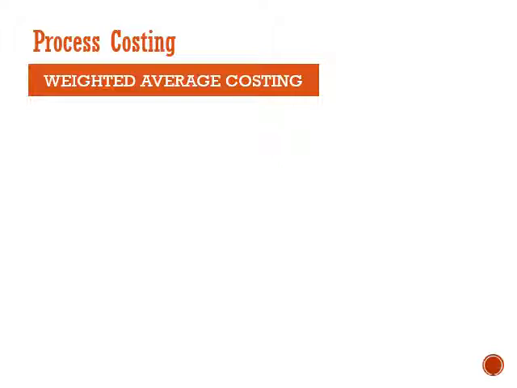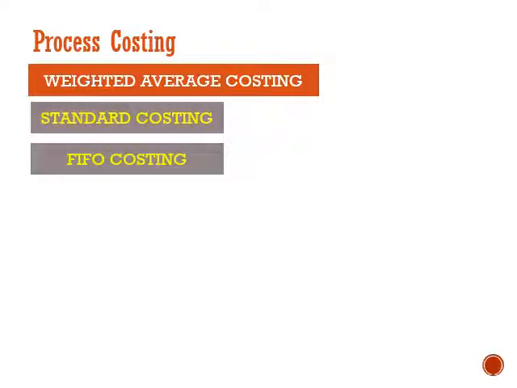Weighted average cost or weighted average costing is one of three types of process costing. The other two are standard costing and first in first out costing. Weighted average costing is the most appropriate process costing to use if we have no standard costing and there is not much change in the cost from period to period.